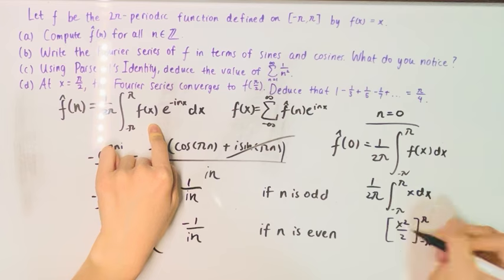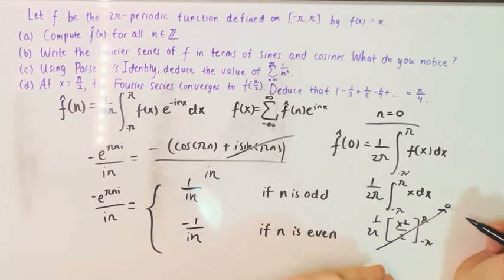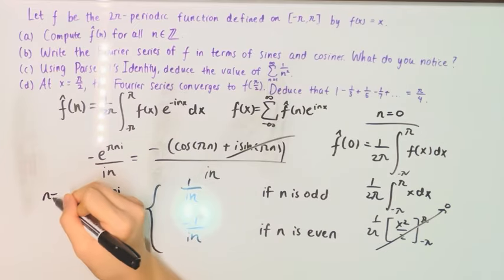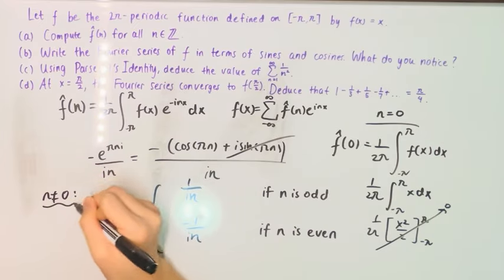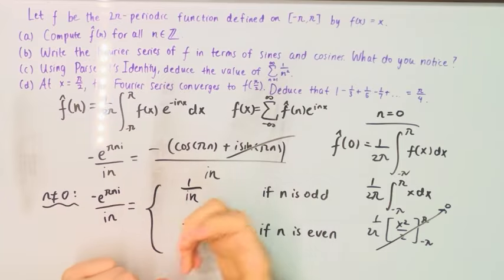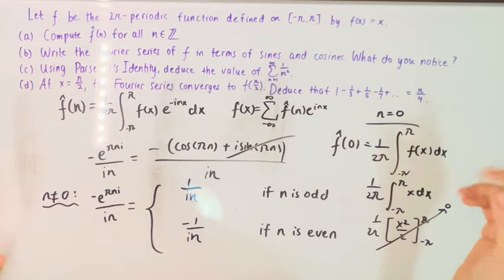So this turns into 0 because x squared and negative x squared are the same. So c of 0 equals 0 when n equals 0, and when n is not equal to 0, we have this. So now we have computed the Fourier coefficients for all n in Z. Part B will be in the next video.